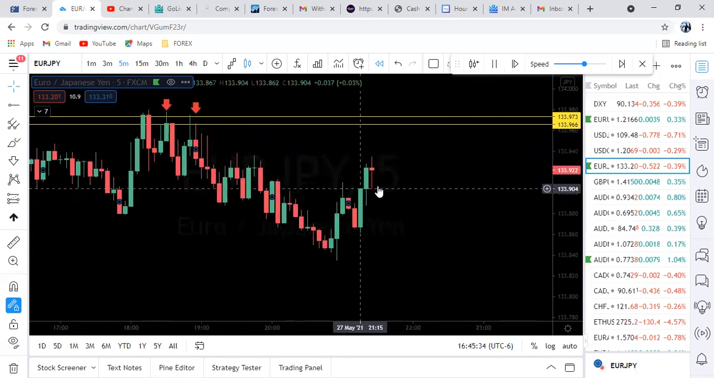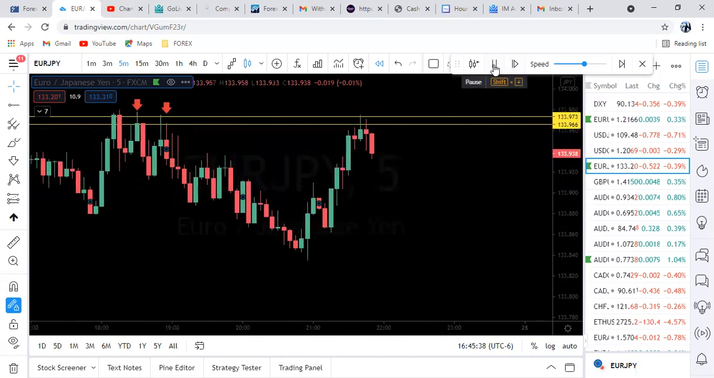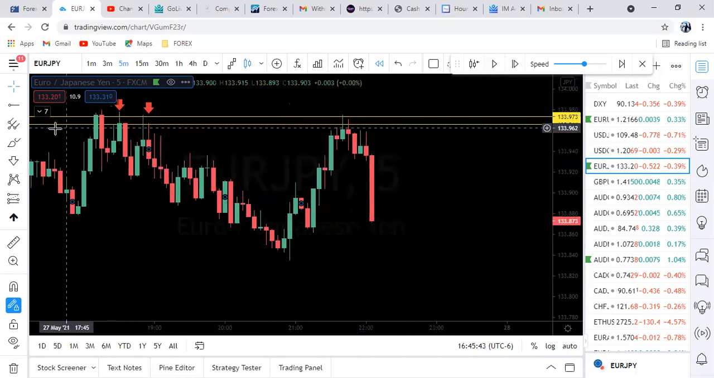Okay, so now it's trying to push up. It's trying to push up. Let's see what it did. Oh, this is beautiful, beautiful, amazing. So look how it did, guys.